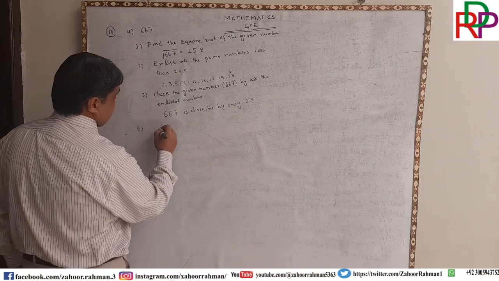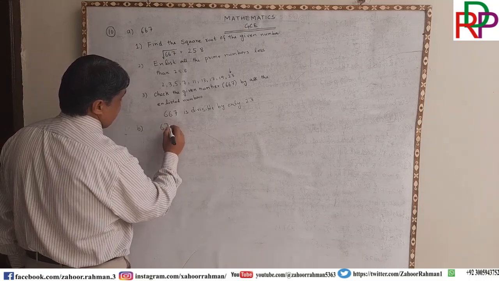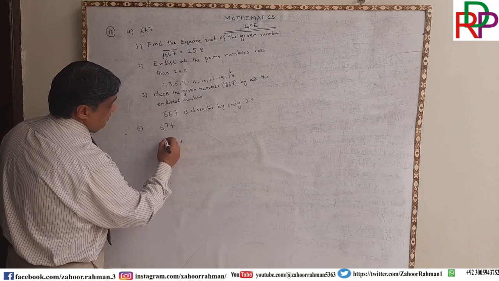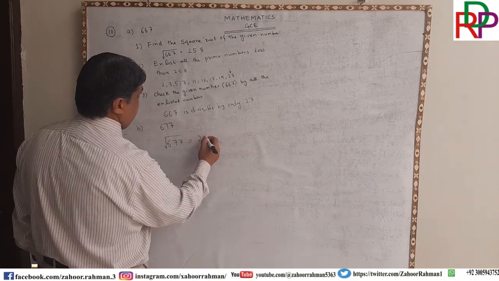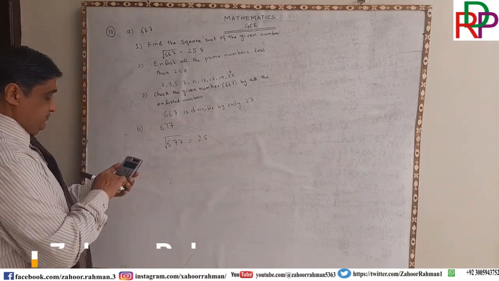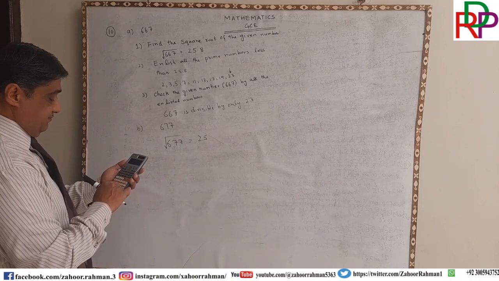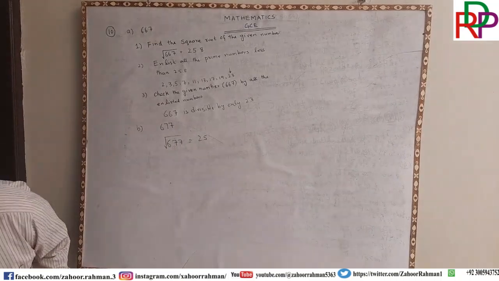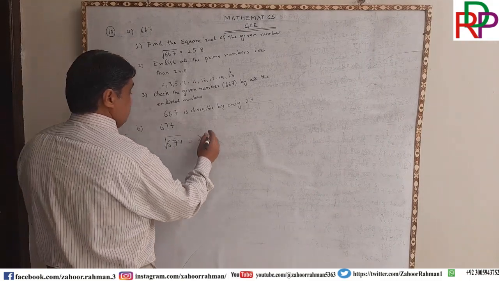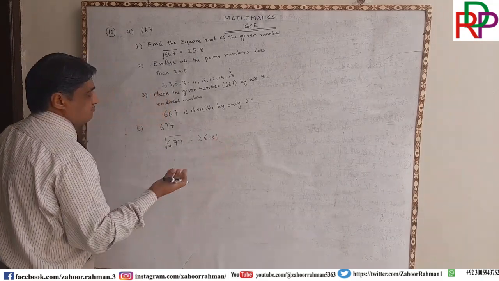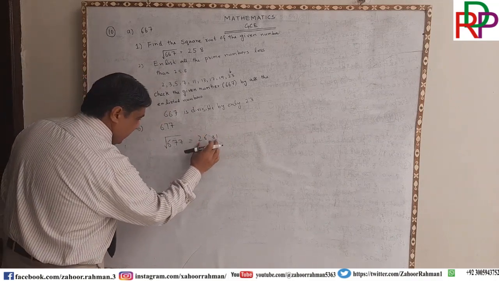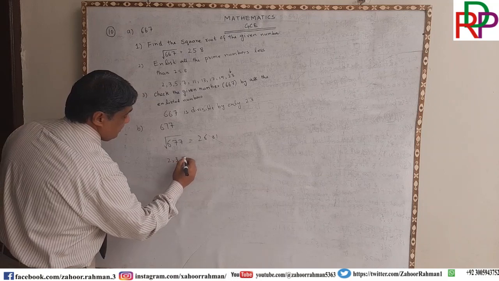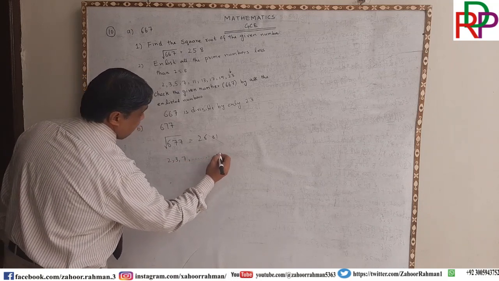The second one is 677. First of all, you have to find the square root, and that is also 25 point something. Let us find it. The square root of 677 is equal to 26.01. Almost 26. Now list the prime numbers which are less than 26. So 2, 3, 7 up to 23, I am writing.